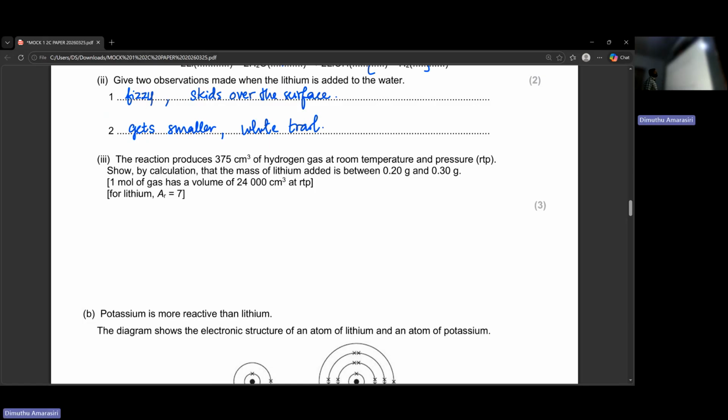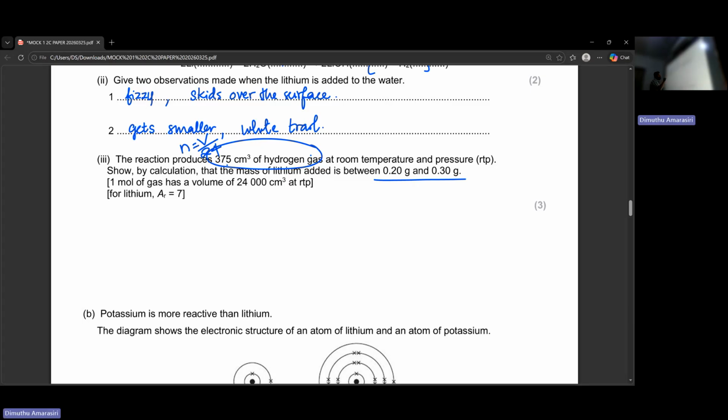The reaction produces hydrogen gas. Gas volume, n equals V over 24. And show that the mass of lithium added is between 0.2 and 0.3 grams.